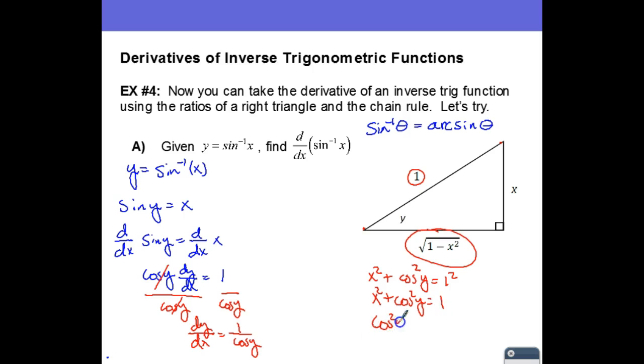And cosine squared y is equal to 1 minus x squared. And so therefore cosine of y is equal to the square root of 1 minus x squared. So that's where that came from.